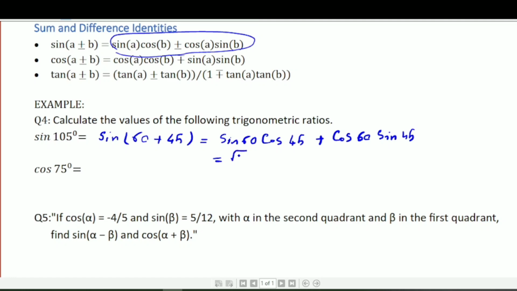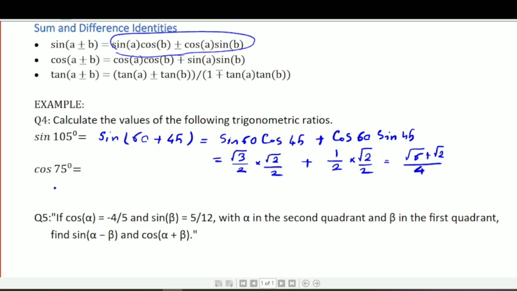Where the sine of 60 is radical 3 over 2, the cosine of 45 is radical 2 over 2. The cosine of 60 is 1 over 2, and the sine of 45 is radical 2 over 2. Then the result equals radical 6 plus radical 2 over 4. For 75 degrees, we can calculate the same way.